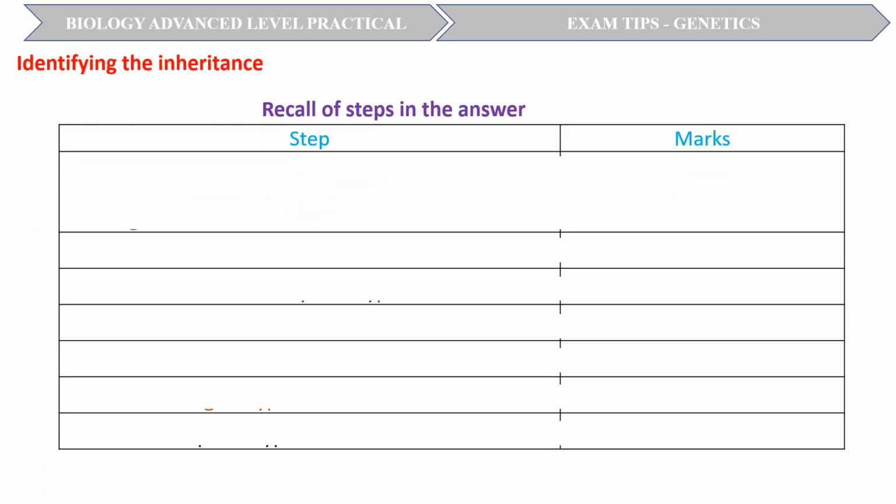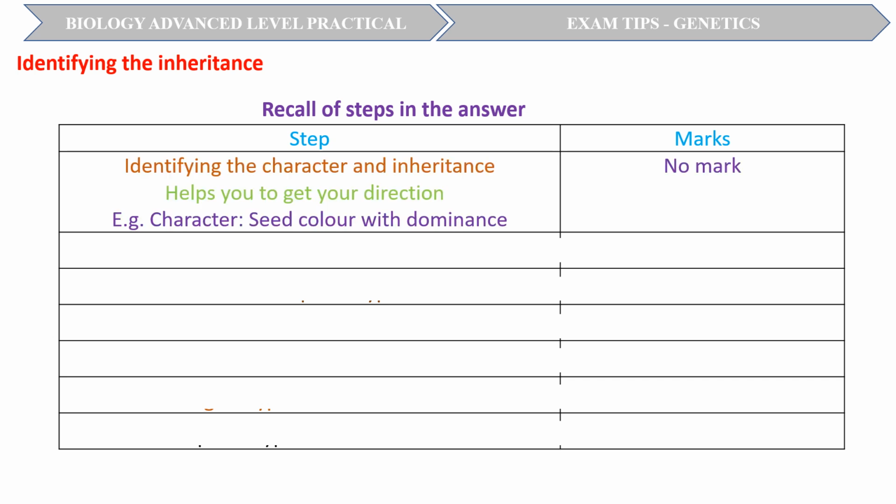Here, let us look at the various stages in representing crosses in your exercises. First and foremost, identify the character in the inheritance. This carries no mark, but will help you to know how to represent the alleles in the genotype. For example, you can state clearly: character, seed color with dominance. In the next step, state the alleles. Each stated allele takes a mark.